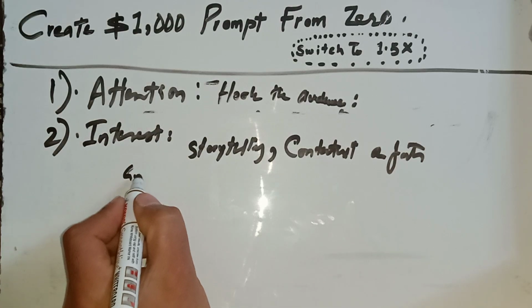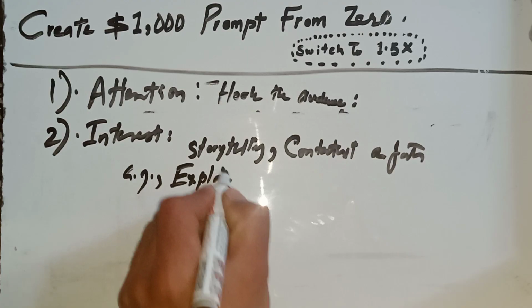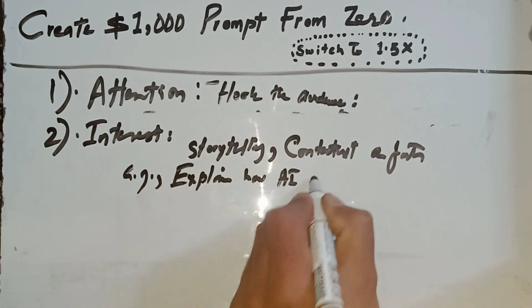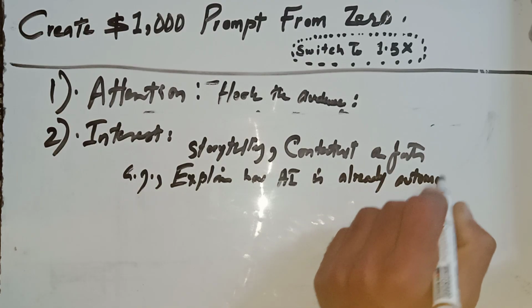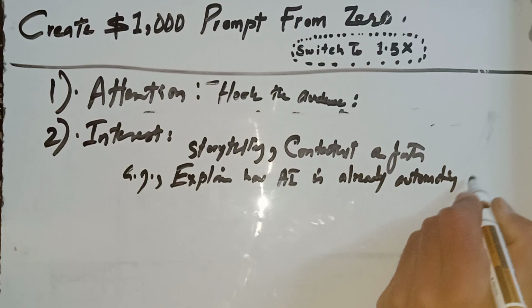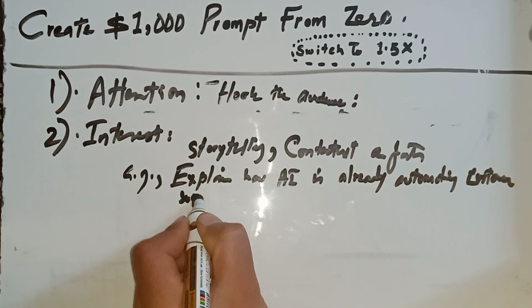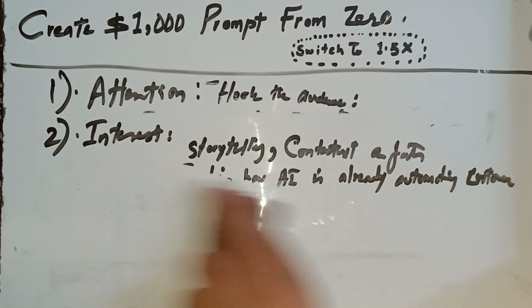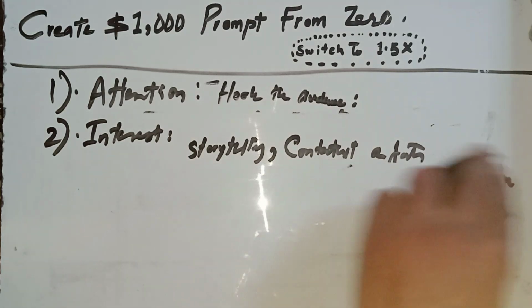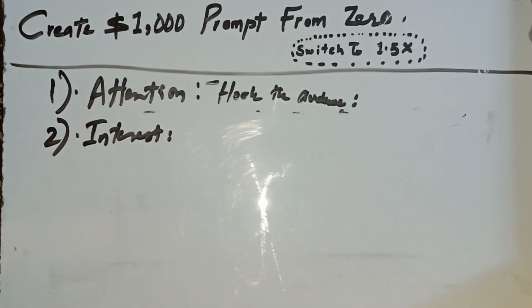For example, you can ask AI to explain how AI is already automating customer support. By this, you are creating interest among readers, and they will keep reading, or they will keep watching the content.